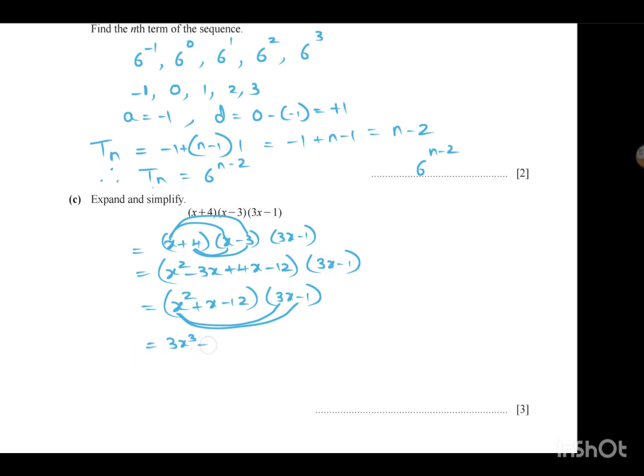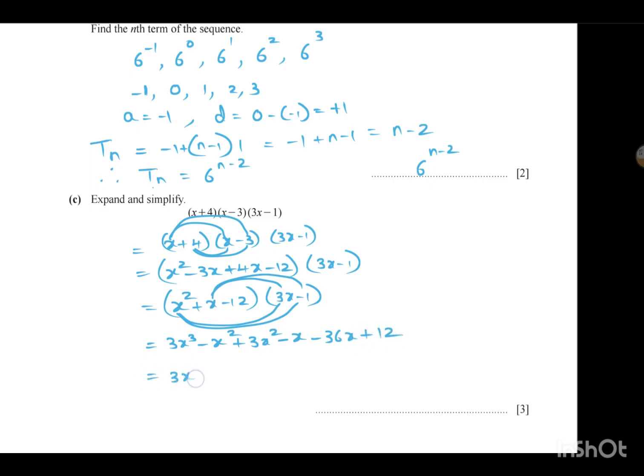X square into minus 1 is minus x square. Then x into 3x, x into minus 1. X into 3x is plus 3x square. X into minus 1 is minus x. Then minus 12 into 3x is minus 36x. Minus 12 into minus 1 is plus 12.